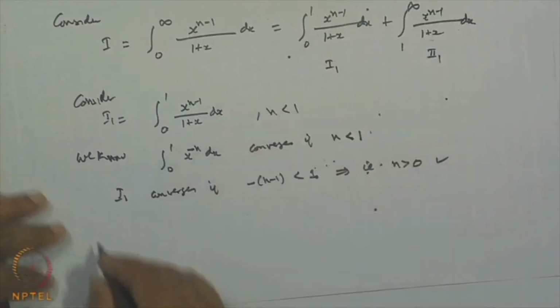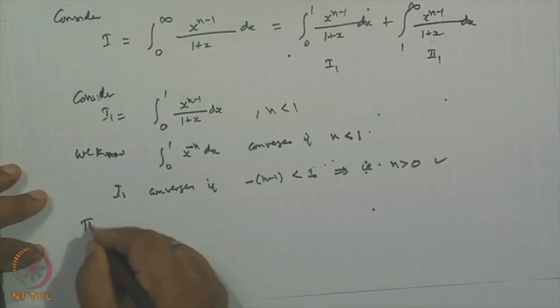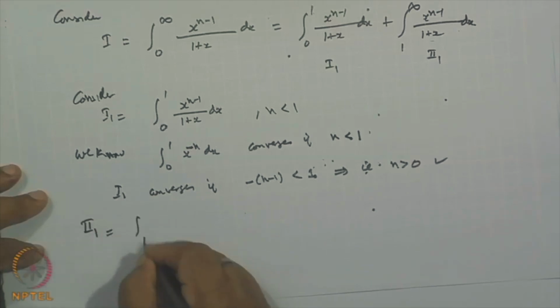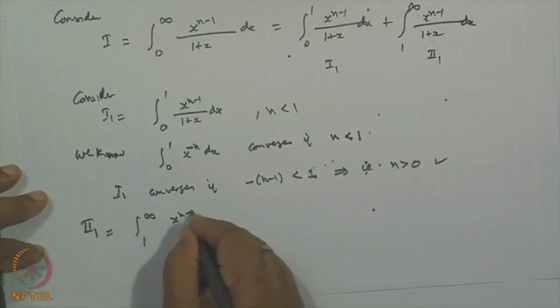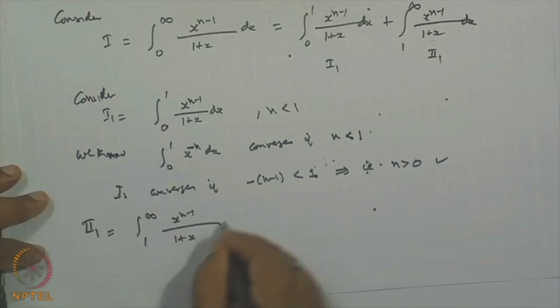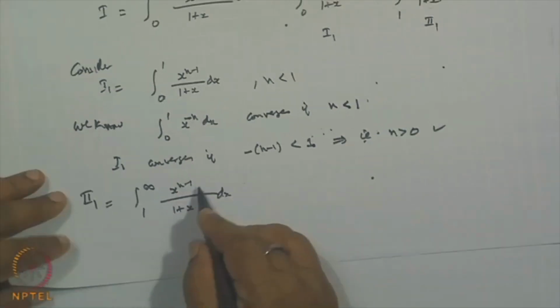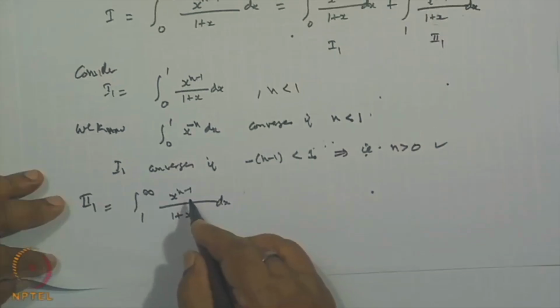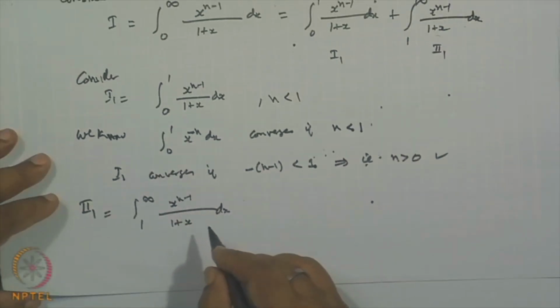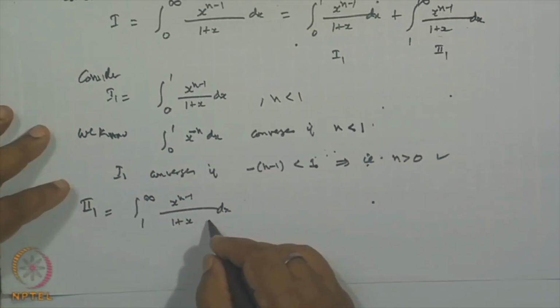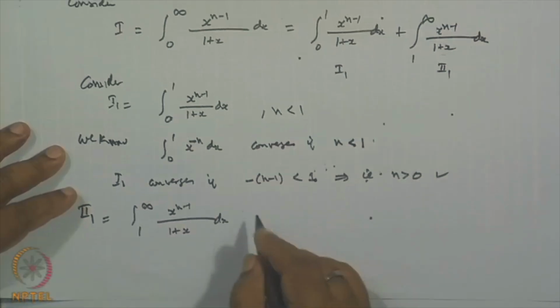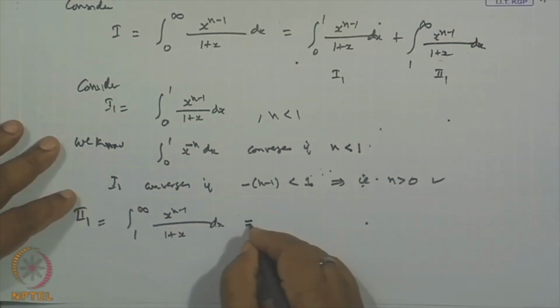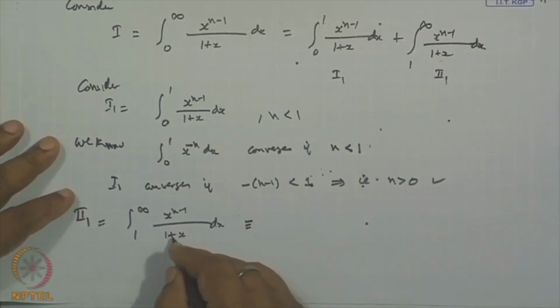Second is I2, the integral from 1 to infinity of x to the power n minus 1 over 1 plus x dx. Again, this integral converges when the exponent is greater than 1, is it not? So this portion, x to the power n minus 1, is equivalent to, it should be bounded also, is it not?